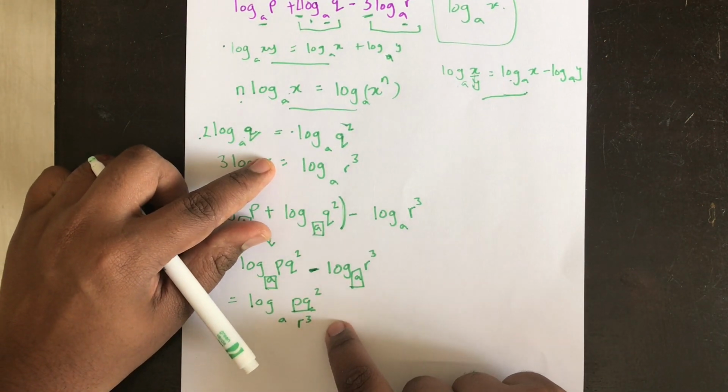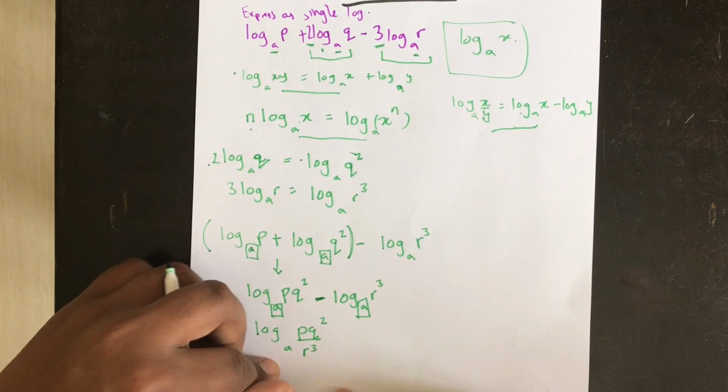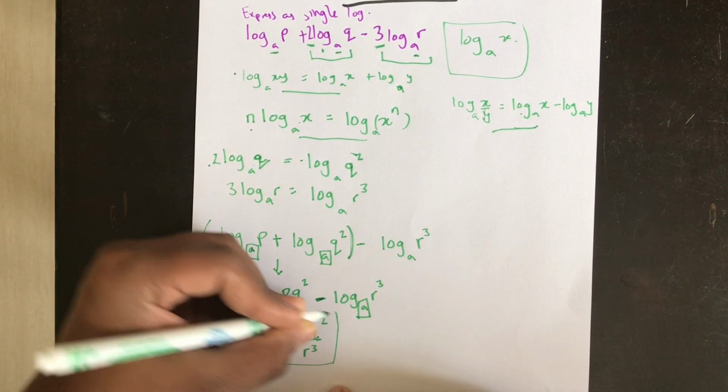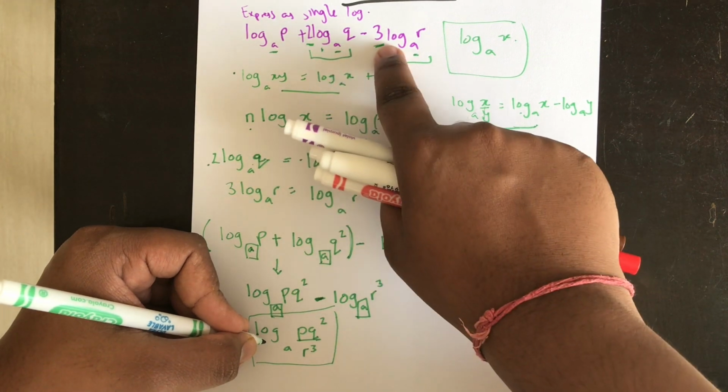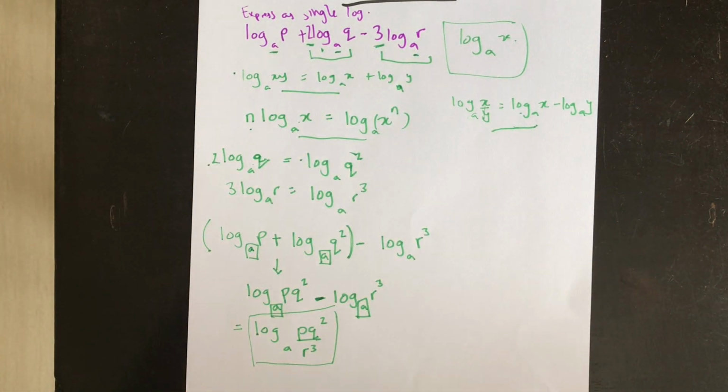I've expressed this as a single logarithm because there's just one term with log. So I've expressed this long thing as a single logarithm. The next question is to express 1 minus log ab to the base a as a single logarithm. How do I do this? It's again very simple. Just follow the rules of logarithms and it'll be very easy.